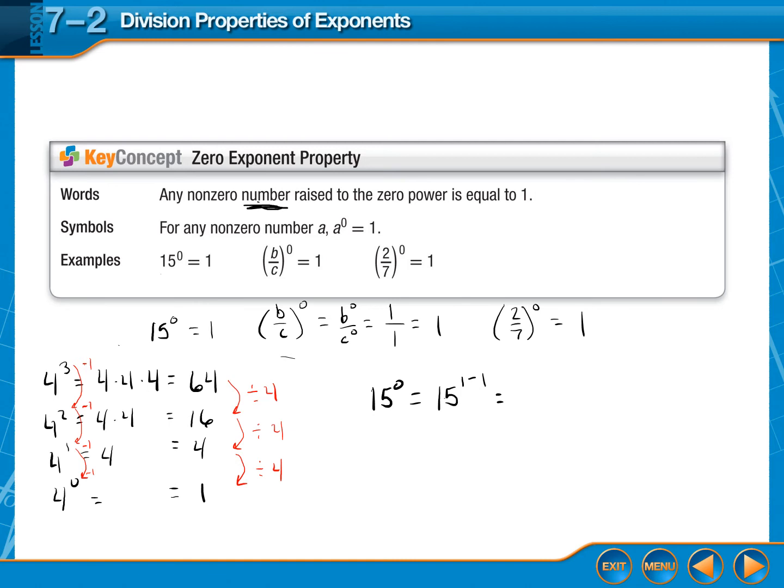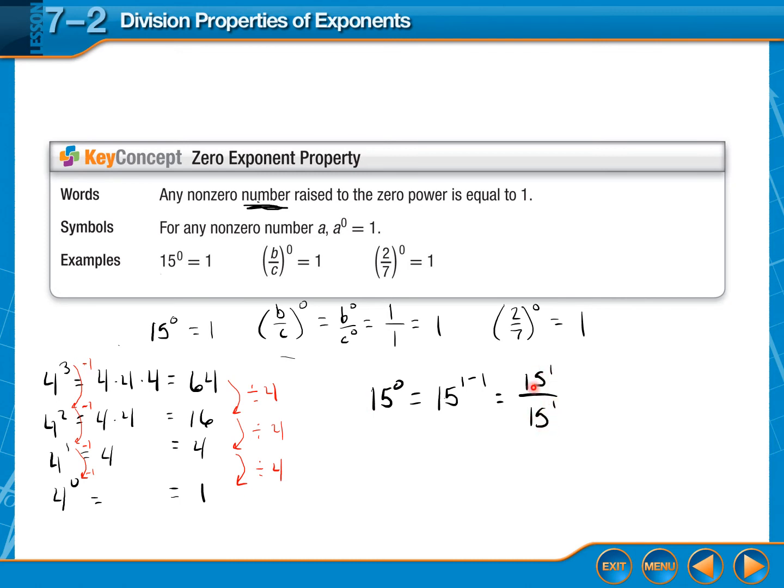Well, how could I write 15 to the 1 minus 1? Well, what do I know? I know that if I have powers that have the same base and I'm dividing them, then I subtract the exponent. So if I had 15 to the 1st power divided by 15 to the 1st power. Let's think if I was working this way in a problem. 15 to the 1st divided by 15 to the 1st.